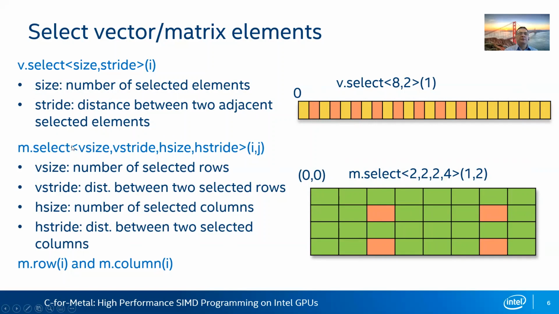Similarly, we also select elements from a matrix. It takes 4 template arguments and the starting location i, j. We need to indicate the number of selected rows, the distance between 2 rows, the number of selected columns, and the distance between 2 columns. In the example here, we select 2 rows with distance 2, and in each row we have 2 elements, stride distance 4, starting location 1, 2. And we also have other access functions like row and column.